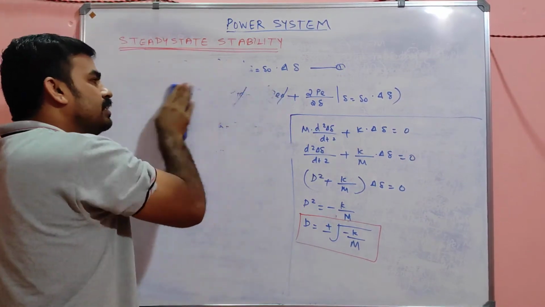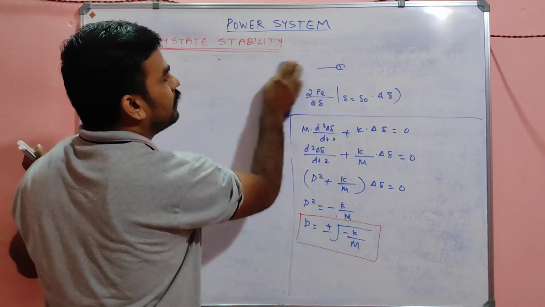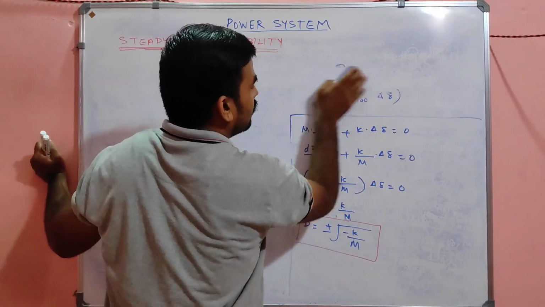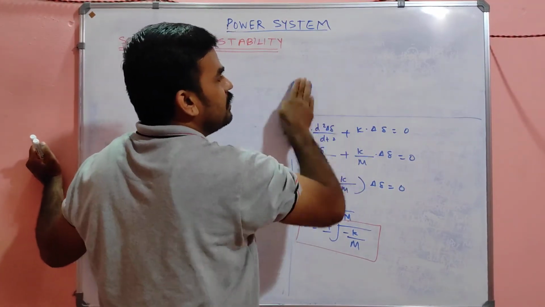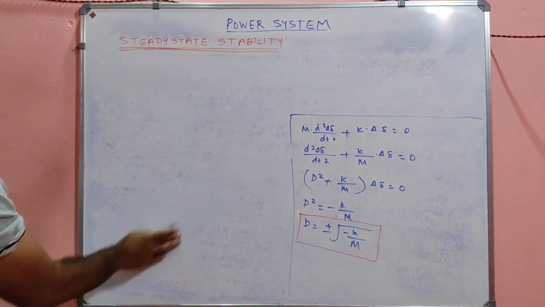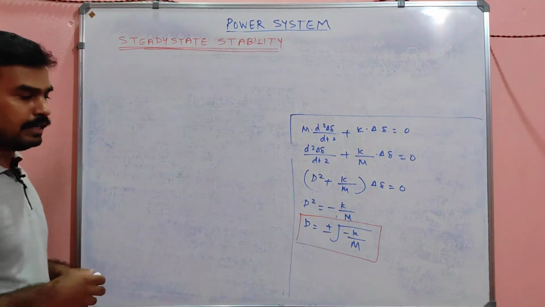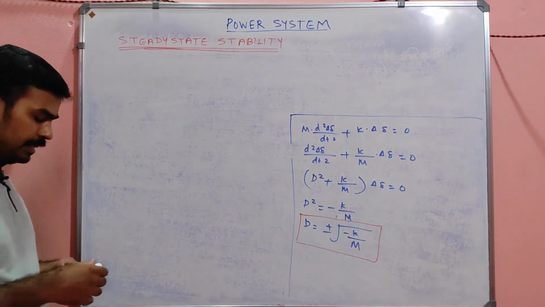Steady state stability is a topic in your syllabus. If you check the syllabus of the electrical inspectorate, it is there. Steady state and transient stability, both are there, right? Stability analysis is there, so never skip this. So D will be, finally you got it, plus or minus root of k by m.